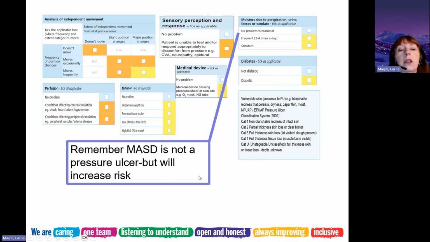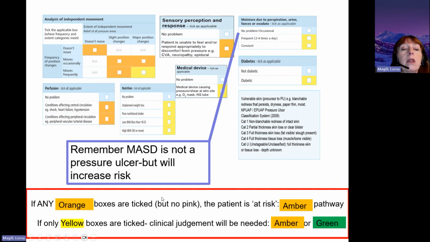I have included a little note here to remind us that moisture-associated skin damage is very different from a pressure ulcer, but it will increase the patient's risk of pressure damage. So if we have ticked any orange boxes, but nothing pink, the patient will be on an amber pathway. If only yellow boxes are ticked, we need to think and use our clinical judgment and make that decision whether it's an amber or a green pathway.